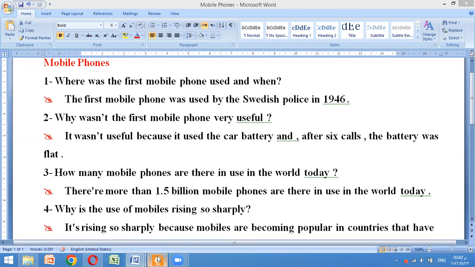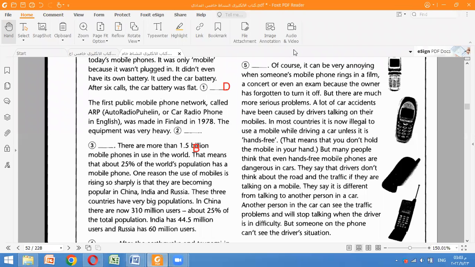You can find it in our passage. How many? There are more than one... This is the answer. There are more than 1.5 billion mobiles in use in the world today. Of course. Okay.